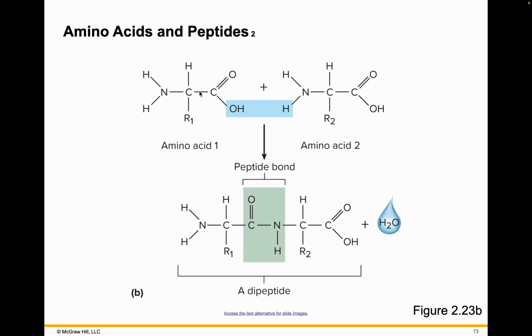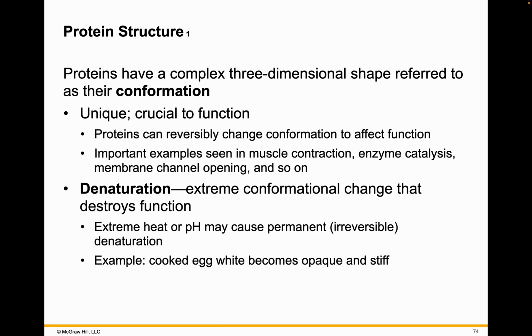So we have amino acid 1, amino acid 2, an OH from this amino acid, and an H from this amino acid forms a bond between this carbon of the carboxyl group and this nitrogen of the amino group. And you're left with water because it's a dehydration synthesis. And this carbon-nitrogen bond is called a peptide bond. So 2 amino acids, this would be a dipeptide.